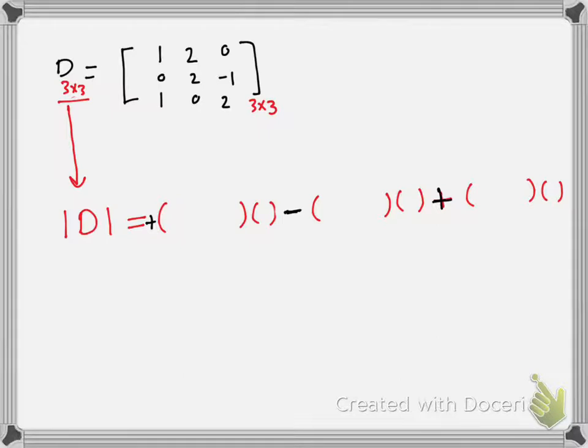I will try now to fill those brackets, and I will start with the first row. The first row here is 1 and 2 and 0. I will put them inside the small brackets.